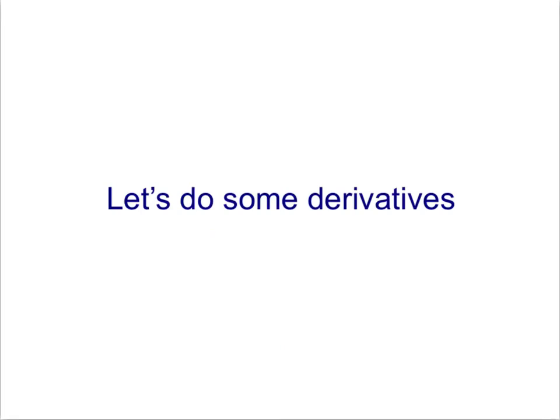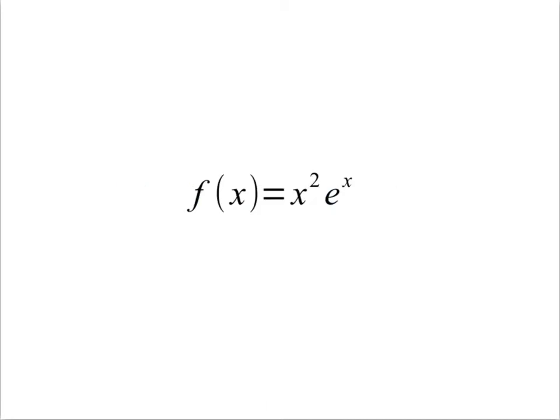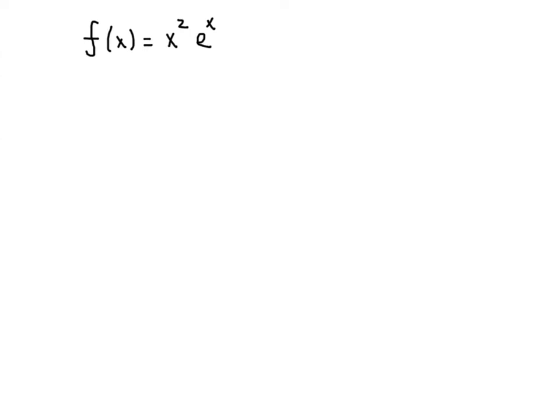Let's do some derivatives. See if I can do a little better job on that. The first function I'm going to examine is x squared e to the x. You'll notice this is a product. I've written it here just to give me a little more space. It's a product rule. Usually what we do is assign u and v. So if u is x squared, u prime is going to be 2x, right? And if v is e to the x, v prime is also e to the x. That's the cool part about this derivative.